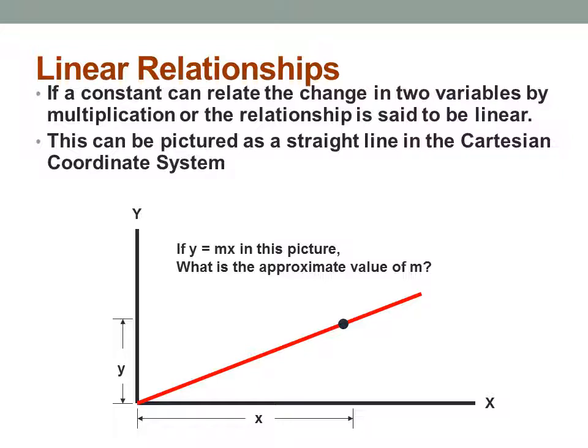Linear relationships. If a constant can relate the change in two variables by multiplication, the relationship is said to be linear. This can be pictured as a straight line in the Cartesian coordinate system. Can you see what the approximate value of m is?